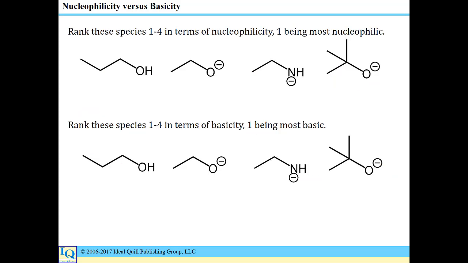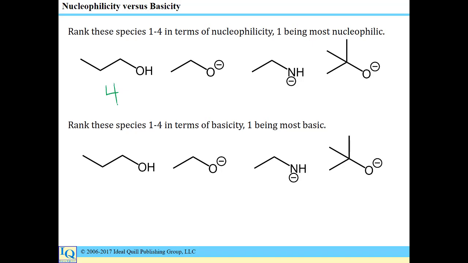Now, with these definitions in mind, we are asked first to rank a series of species in terms of their nucleophilicity, and then to rank some other species in terms of their basicity. In order to rank the nucleophilicity, we need to know the nucleophilicity trends. If we take a look at these species, we can see right away that one of these species is neutral while the others are charged species. A neutral species will generally be a much poorer nucleophile than the charged species, so we can go ahead and rank that species as the fourth, or least nucleophilic.